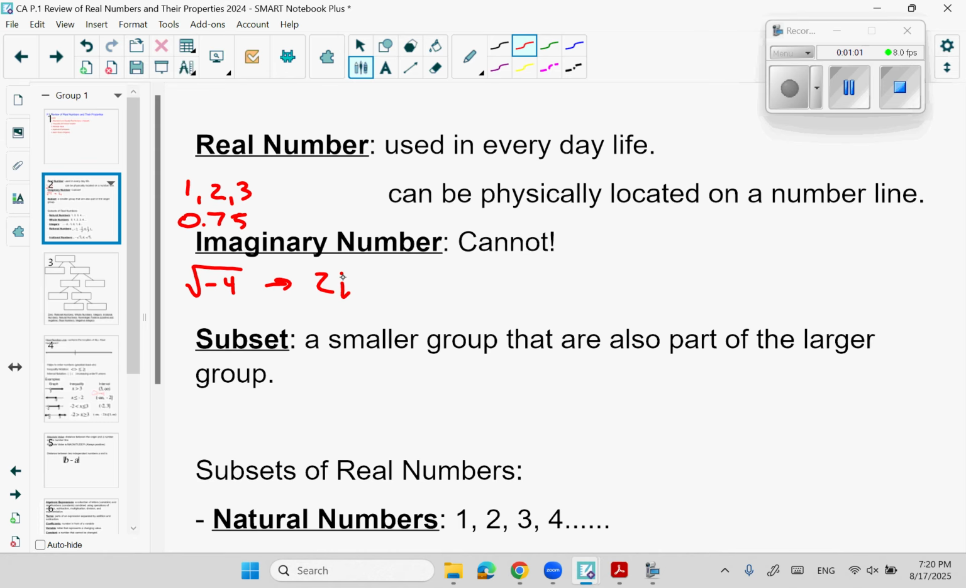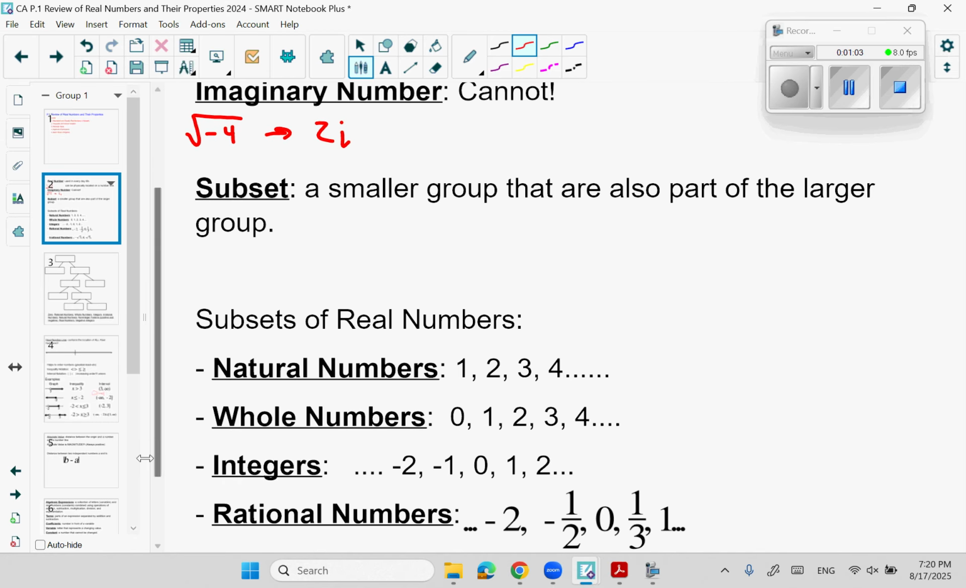For example, when we talk about natural numbers, the natural numbers are things that we could observe in the real world. 1, 2, 3, 4, things we can count. Technically speaking, you're not going to see 0 of anything, but 0 is included in the whole numbers. Integers are all whole numbers, and include the negatives as well.